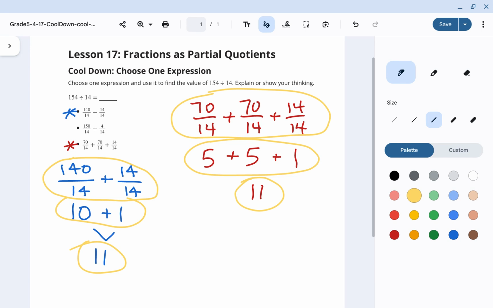Now, the reason that those jump out at me is because those lend themselves really quickly to whole numbers. I'm not going to explain in depth this one because it doesn't lend itself to whole numbers, right? 150 divided by 14 is going to be 10 with a remainder, right? Then I have 4 over 14, which is going to equal 2 sevenths, which again doesn't lend itself to a whole number. So that one is not one that jumps out to me as an easy one for us to solve and show our thinking with, as much as the blue one that we've solved together and the red one that we have solved together.